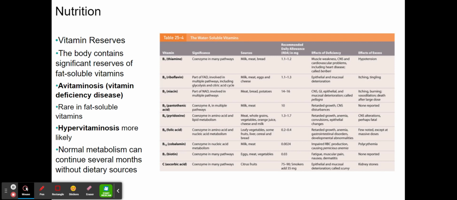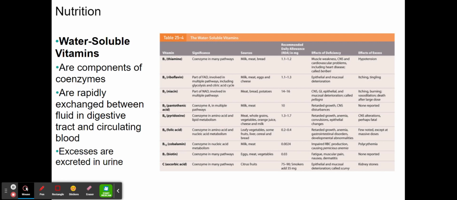Too much of a vitamin can also have harmful effects. Hypervitaminosis occurs when dietary intake exceeds the body's ability to use, store, or excrete a particular vitamin. This condition usually involves one of the fat-soluble vitamins because the excess is retained and stored in body lipids. Most of the water-soluble vitamins that you see here in Table 25-4 are components of coenzymes. For example, NAD is derived from niacin, FAD from vitamin B2 or riboflavin, and coenzyme A from vitamin B5 or pantothenic acid.